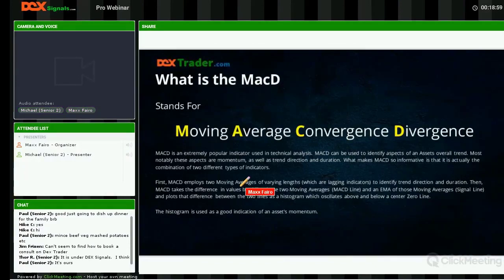The MACD is an extremely popular indicator used for technical analysis, and what it identifies is an overall trend. It employs two moving averages, which show how much the price has moved over an average amount of time, and this makes it what we refer to as a lagging indicator. It can identify trend, direction, and what we refer to as momentum. This is the difference between those two lines, and that's what creates the histogram, which I'll show you online on that system.